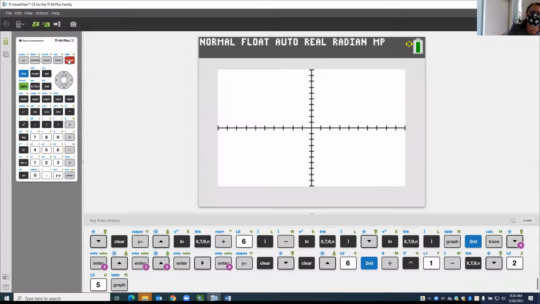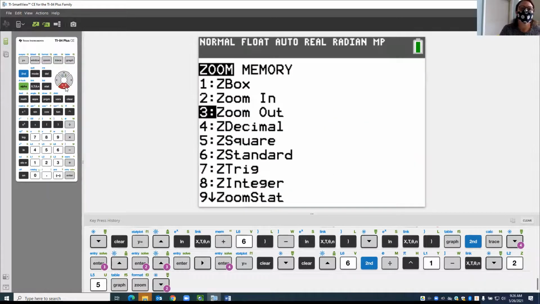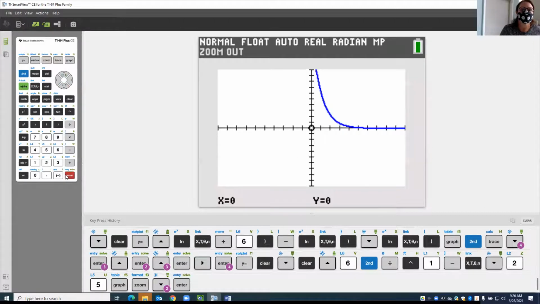And then when you go to graph it, you only see the exponential one, you don't see the other one. Why not? Because it's 25 and our window is not showing us 25. So we're going to need to zoom out. So just click on the zoom button and go to zoom out, and then just press enter again and it's going to zoom out.